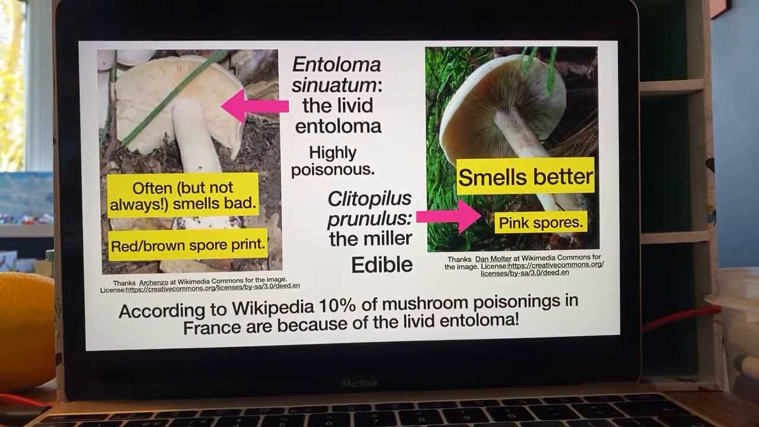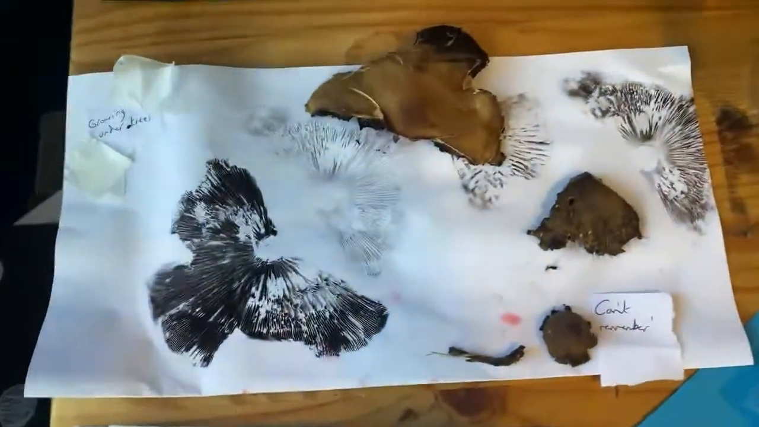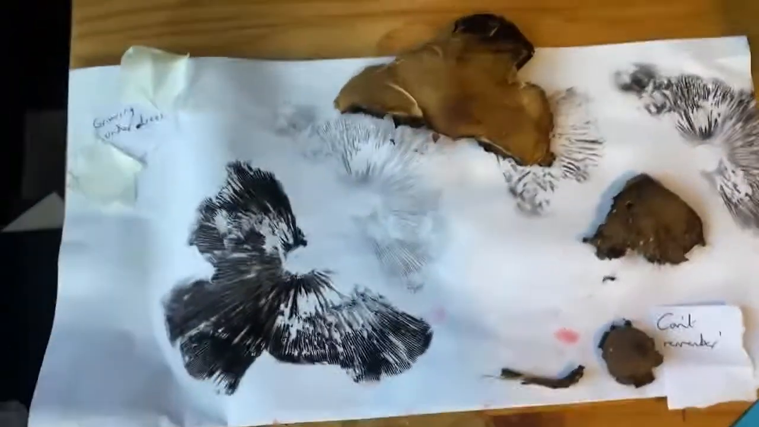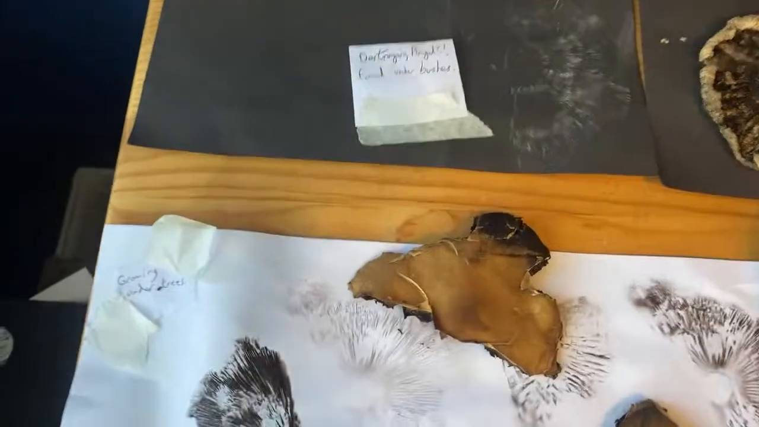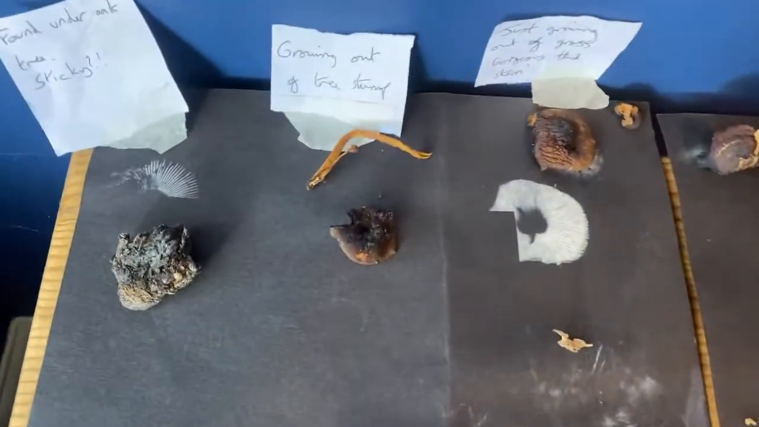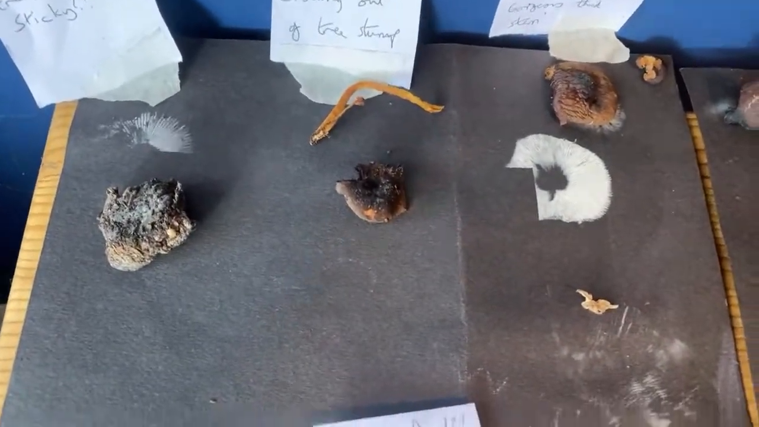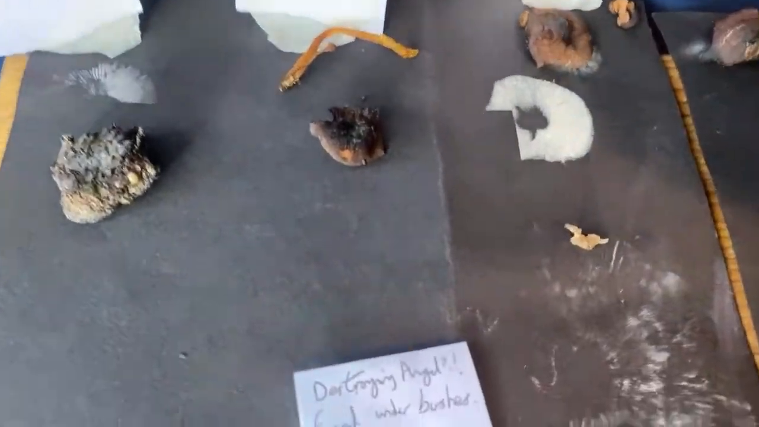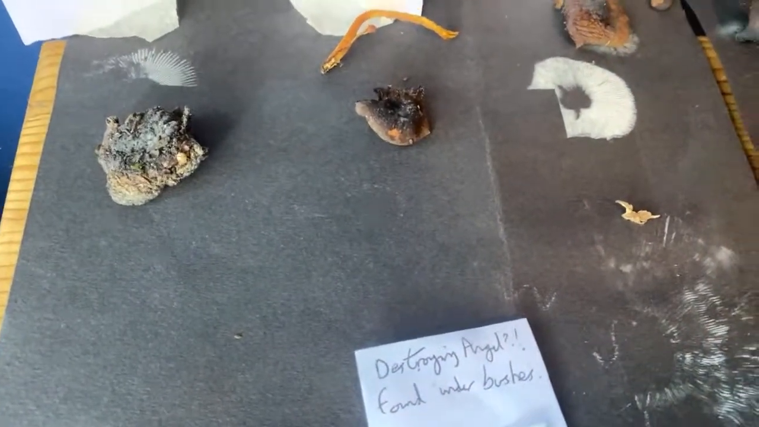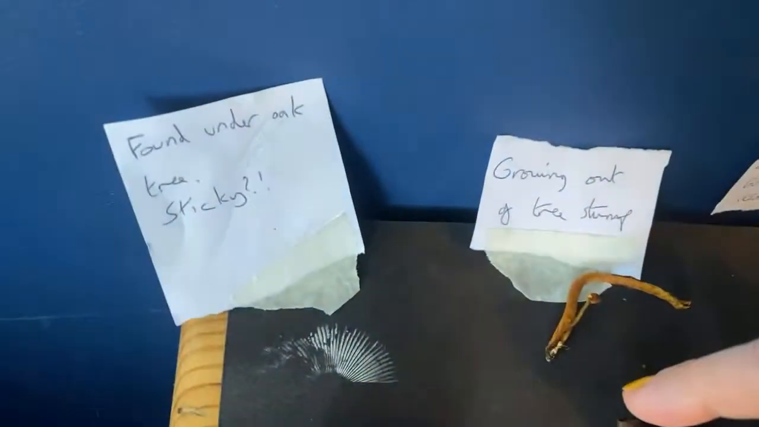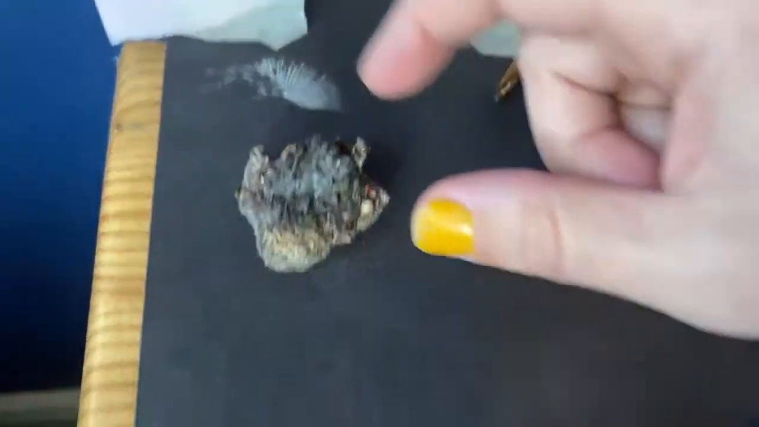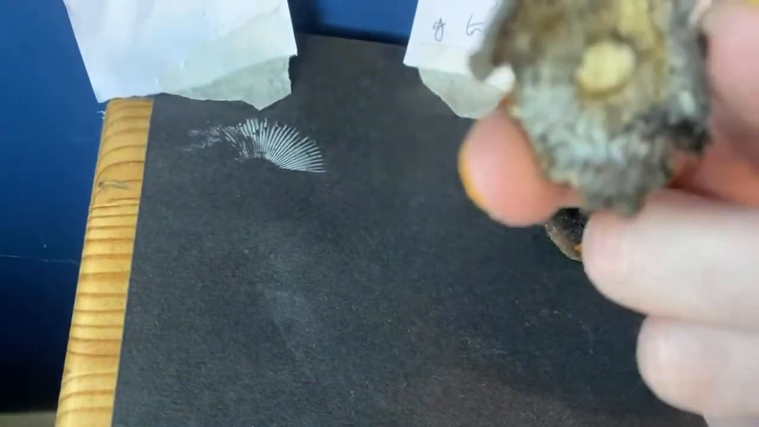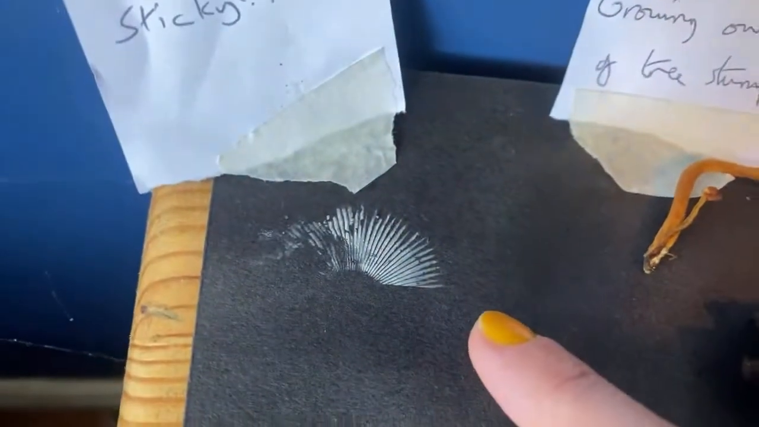So I don't know. Do you want to see my spore prints while we're talking about spore prints? I found some mushrooms. I've never picked a mushroom in the wild because I like to leave them for the creatures. But I was lucky enough on my walk the other day to find quite a few that had fallen over. I must say they're looking a little bit sad now. But I did take some spore prints and was really pleased with these. This one, all I could say was that I found it under an oak tree and the cap was kind of sticky. It's totally gross now, but it gave me this lovely spore print before it died.